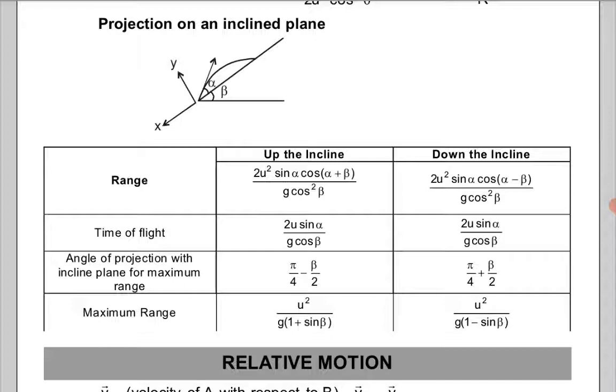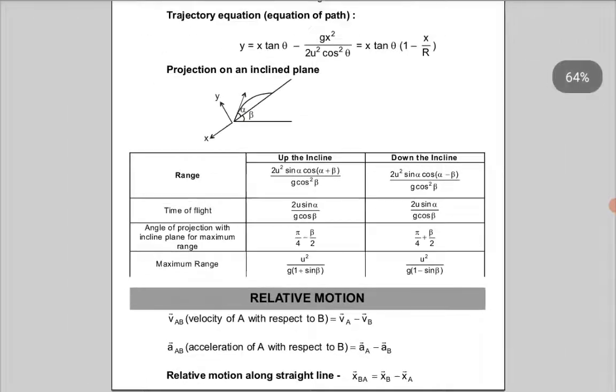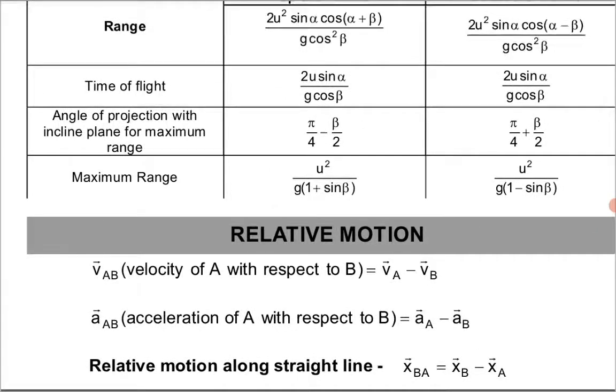Maximum range up the incline equals u square by g into (1 plus sine beta), and down the incline, maximum range equals u square upon g into (1 minus sine beta). Then we have to see relative motion, all the formulas.